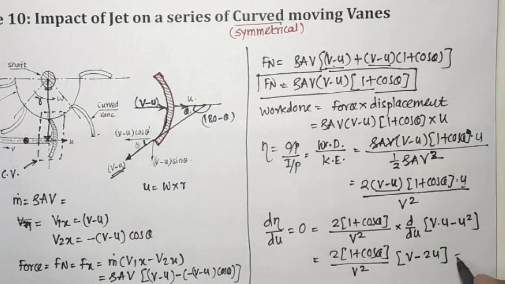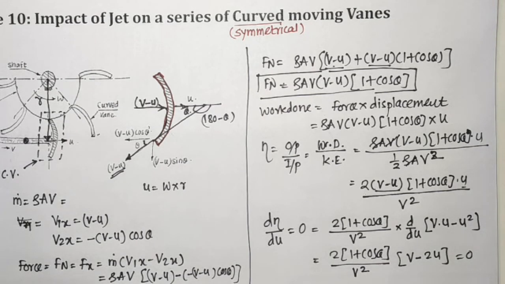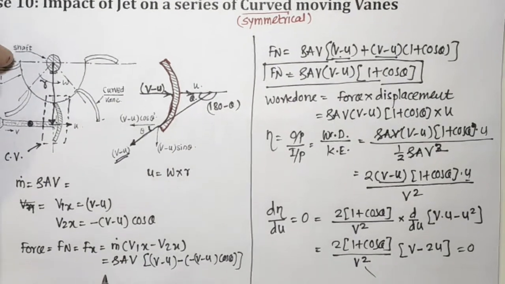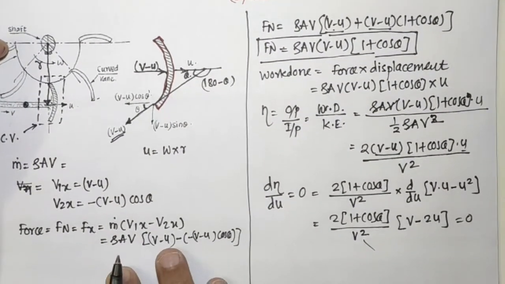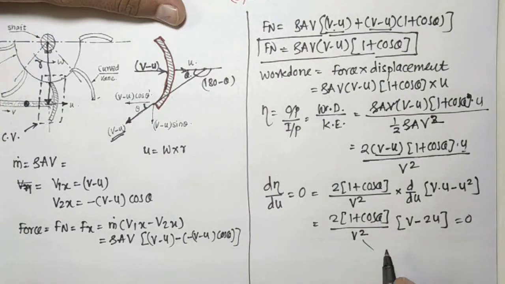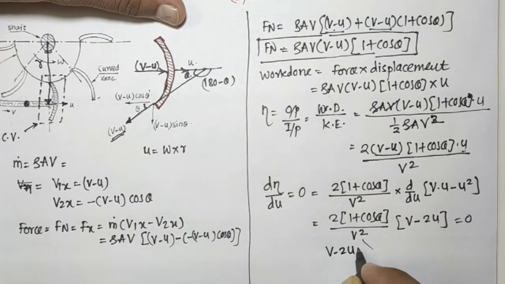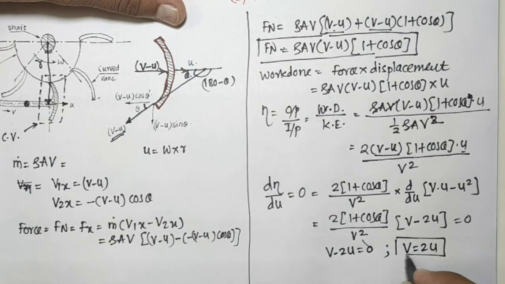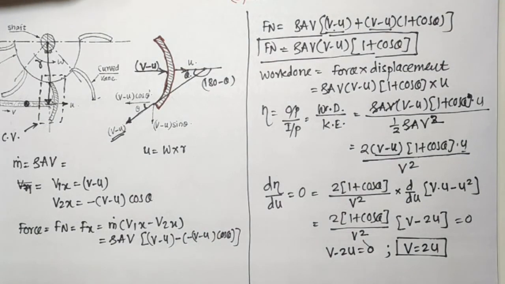is equal to what? 0. So now we have to find out the condition for maximum efficiency. So if we take this value on the right hand side of this particular equation, you will have v minus 2u is equal to 0, or v is equal to 2u. So this is the condition for maximum efficiency.